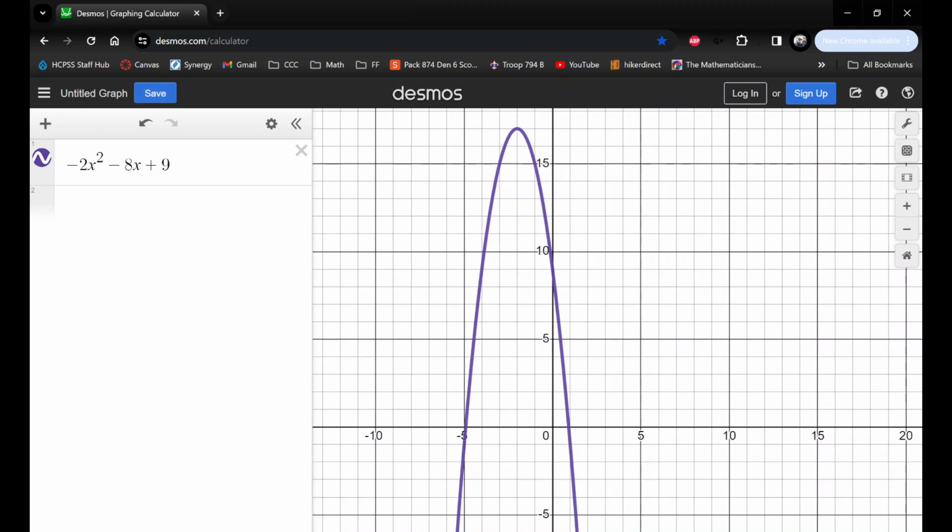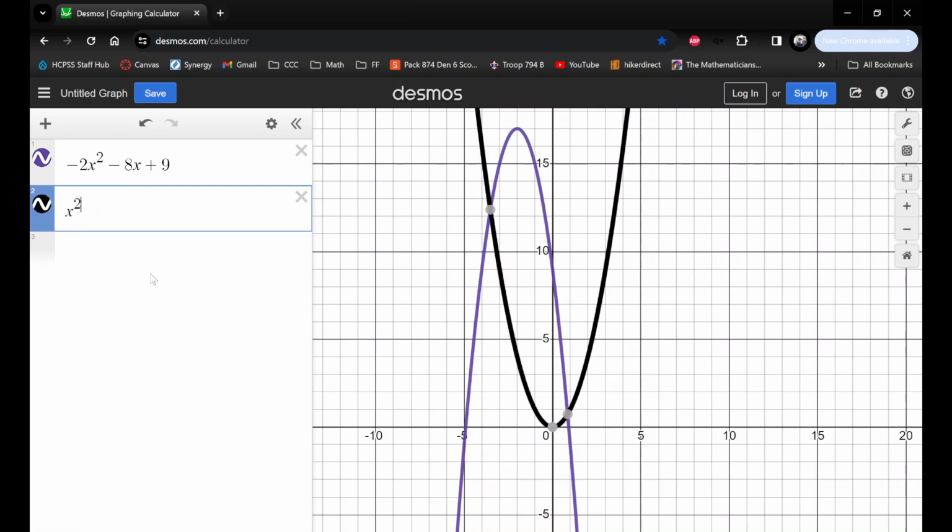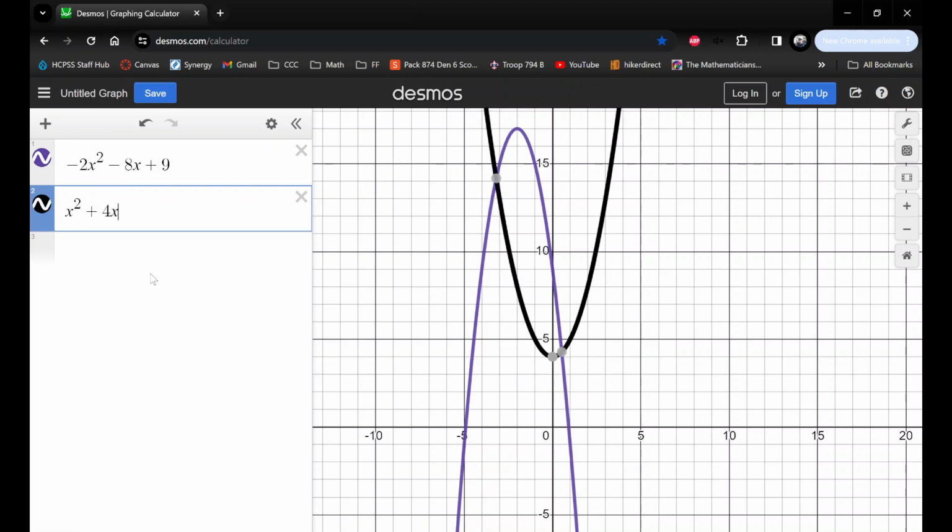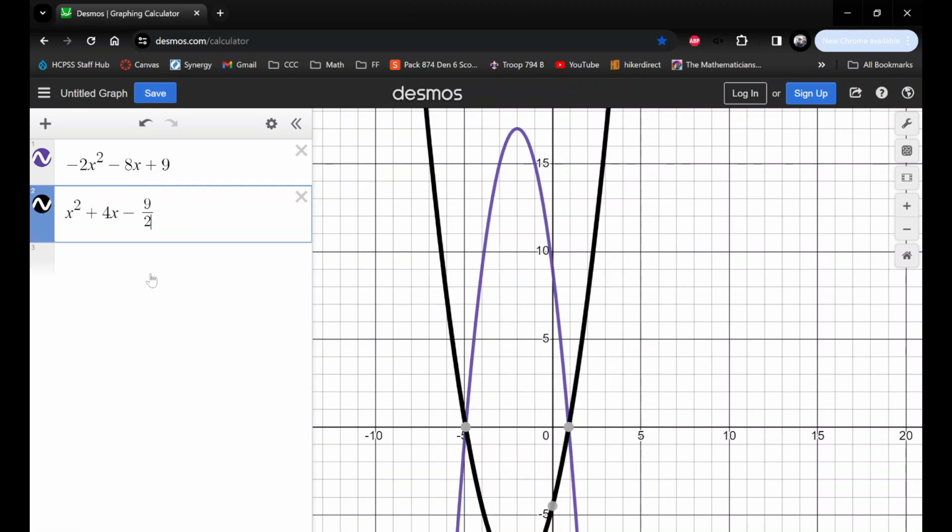But if you take this and divide everything by negative 2, which is the coefficient out front here, right? So we just divide everything by negative 2. We get x squared plus 4x minus 9 halves. And what that does is it changes the graph. Absolutely, it does. The vertex is no longer in the same place. However, the zeros are in exactly the same places. Because if this equals 0, then dividing it by 2, it's still going to equal 0. So these both equal 0 at the same exact places.